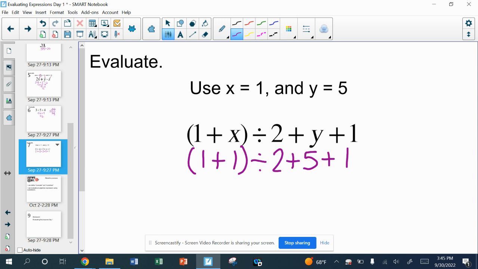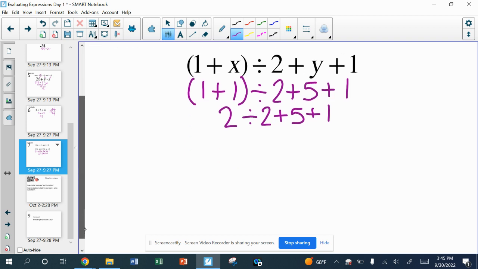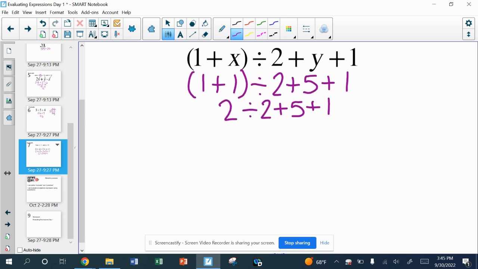Now I have to do my parentheses. 1 plus 1 is going to be 2. I don't really need the parentheses there anymore, though. And I just rewrite everything. Now, order of operations, I would have to divide before I would do any adding and subtracting. There's only adding, I guess. 2 divided by 2 would be 1. And now it's all adding. I have to go left to right. 1 plus 5 is 6, plus 1 would be 7 for that final answer.